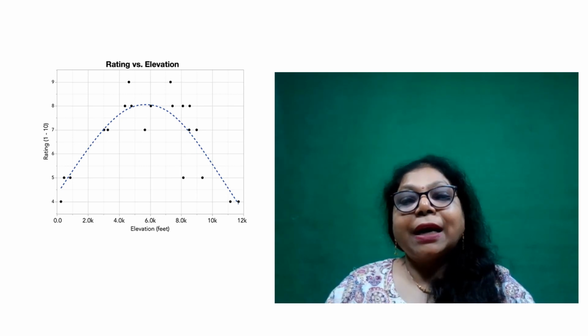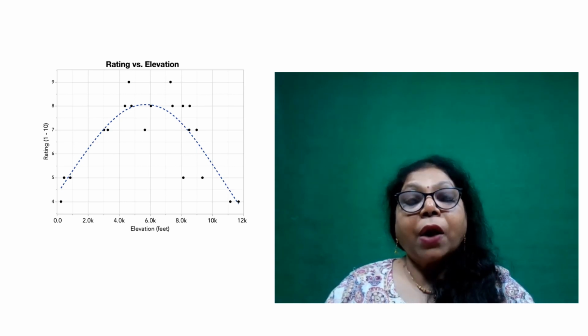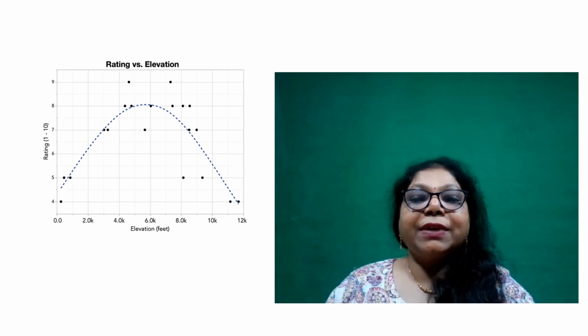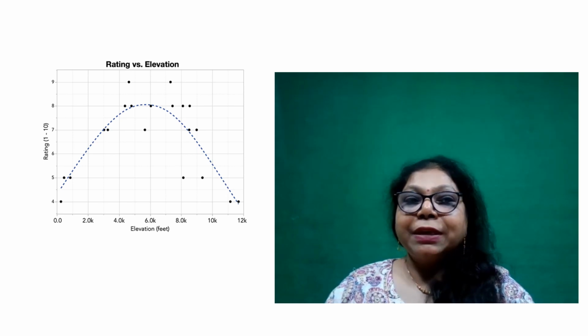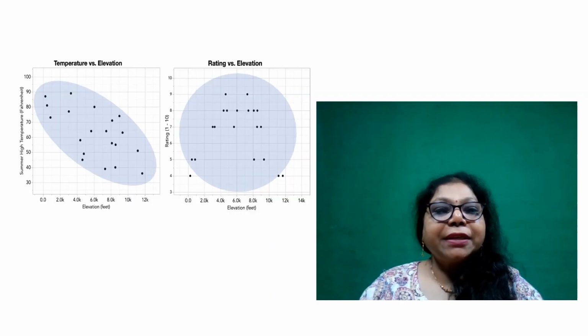Okay, so we can see that in a curvilinear relationship, the density ellipse looks round. Correlation won't give us a meaningful description of this. Let's understand these density ellipses with the diagram. Okay, so here we can see we have the first density ellipse, elevation versus summer high temperature in Fahrenheit, and here you can see the densest part. And in the second graph you can see the elevation and the rating.